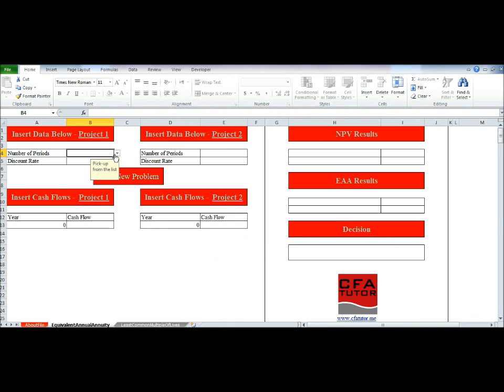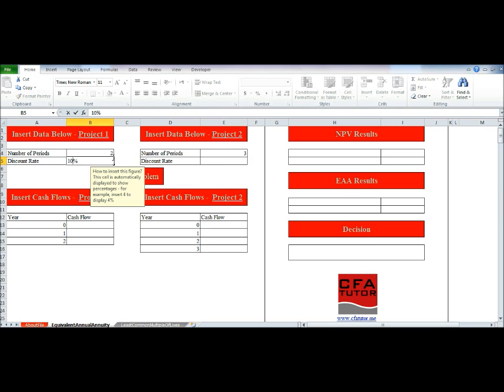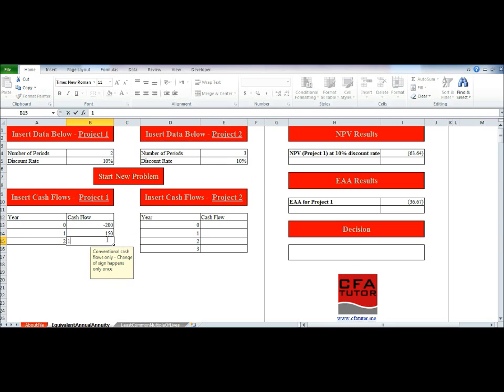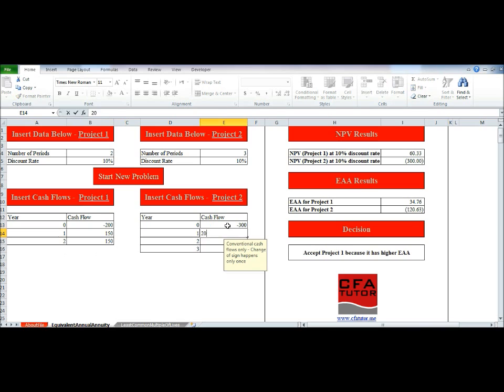So if we enter the data that we have from the question, we'll have 2 periods for the first project, 3 for the second one, a discount rate of 10% for each, and cash flows of minus 200, 150, 150, minus 300, 200, 200, and 200. The standard NPV method will give us the same result as the equivalent annual annuity approach. In this case, we see that the second project has a higher EAA, and since the cash flows are negative and not positive, which is the standard for any project, we should accept the project with the higher EAA.